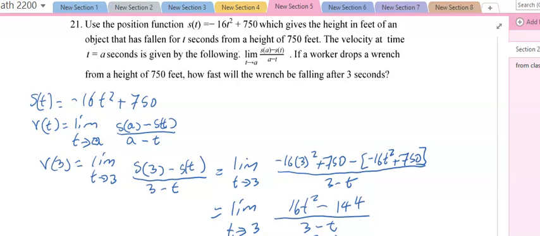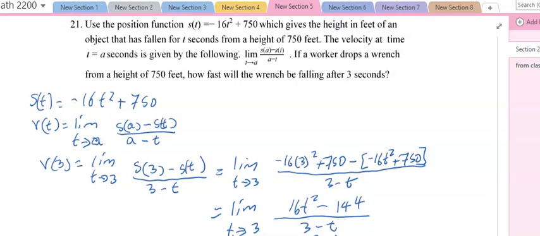If a worker drops a wrench from a height of 750 feet, how fast will the wrench be falling after 3 seconds? Now we are given s of t is equal to negative 16t squared plus 750. V of t is given as the limit as t approaches a of s of a minus s of t over a minus t. We want to find how fast the wrench is falling after 3 seconds. So that is the velocity at 3 seconds, so that's V of 3.